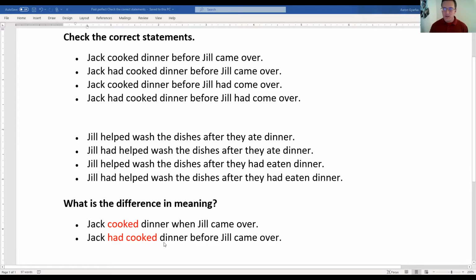So if you're talking about 2 events in the past, it's always good to use past perfect and past simple to let your reader know or let the listener know this happened first, past perfect, this happened second, past simple.